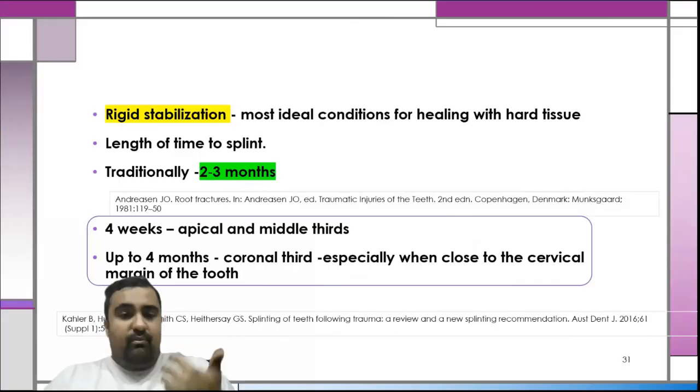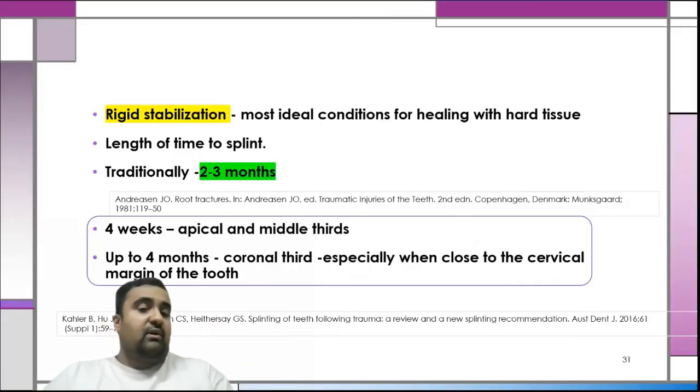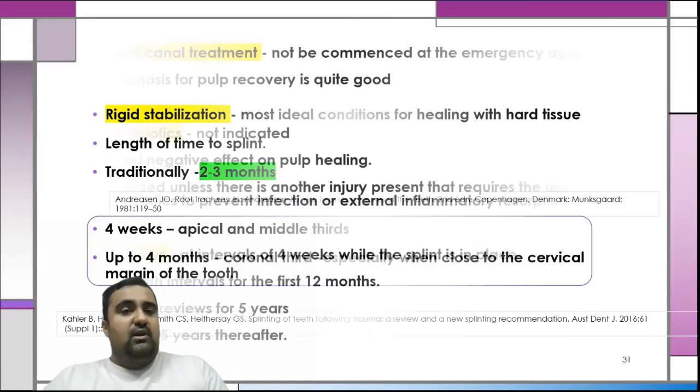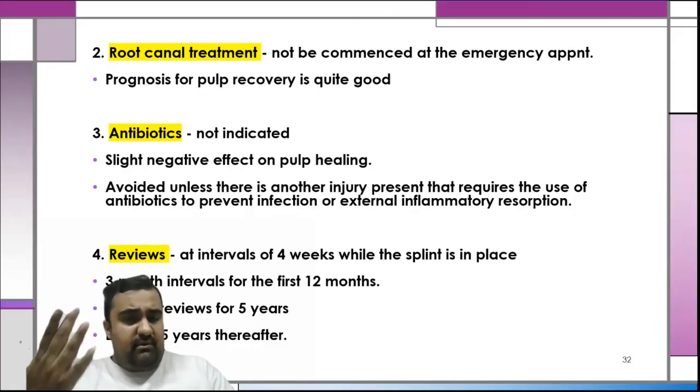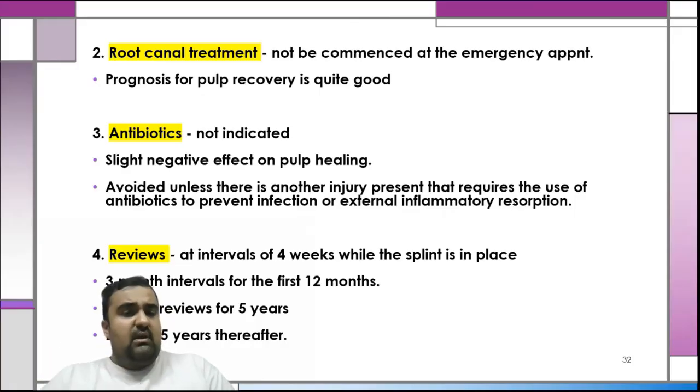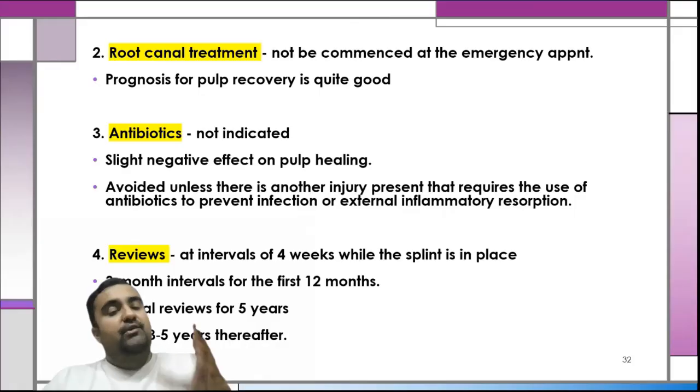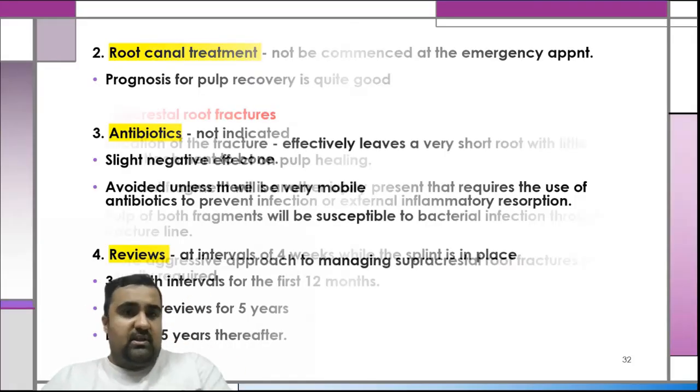4 weeks if it is apical or middle third, and up to 4 months for the coronal third, especially when close to the cervical margin of the tooth. And root canal treatment must not be started as an emergency approach because the prognosis for pulp recovery is quite good in these cases. Antibiotics are not required. Review after 4 weeks, 3 months, 12 months, then annual reviews for 5 years, and every 3 to 5 years thereafter you have to review the patients.